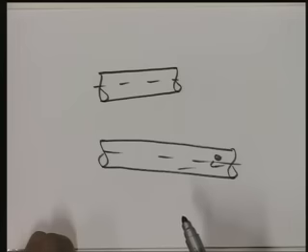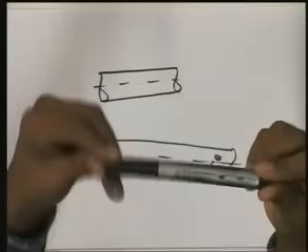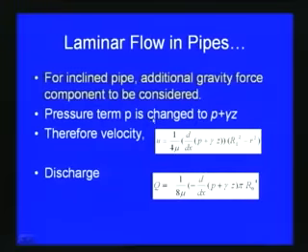So, you can see here, if we consider this as a pipe in the horizontal position, then we do not have to consider the gravitational effect with respect to the weight of the fluid. But when the inclination comes, we have to consider the gravitational effect here. So, for an inclined pipe, an additional gravity force component is to be considered. The pressure term is changed to P plus gamma Z.